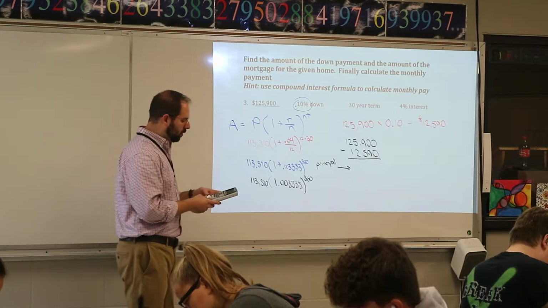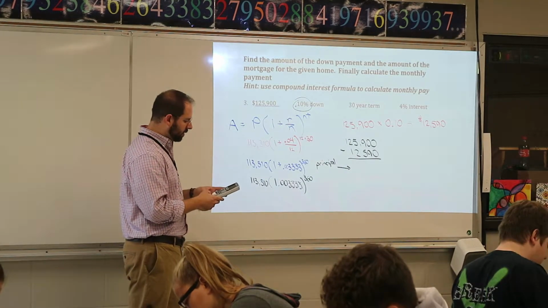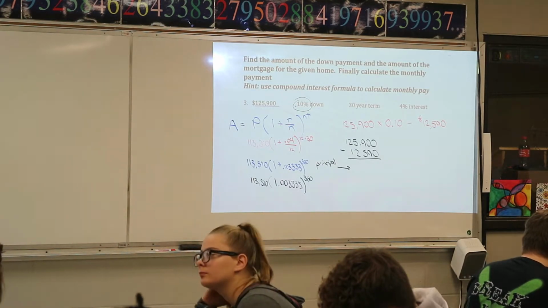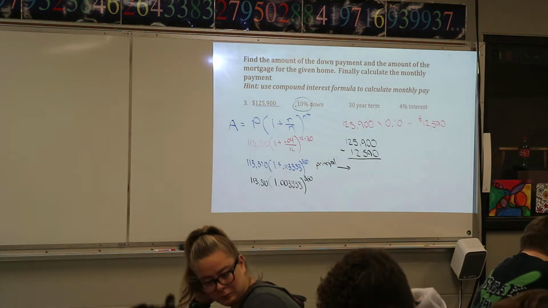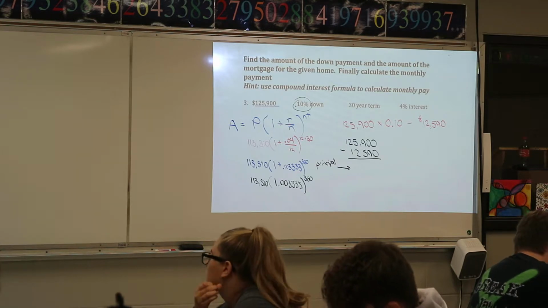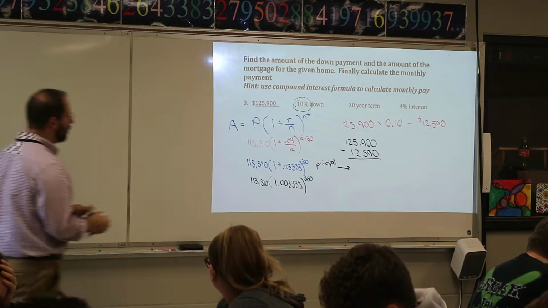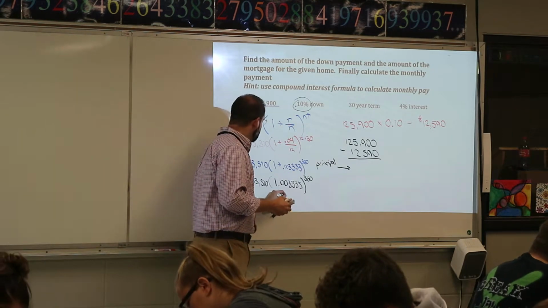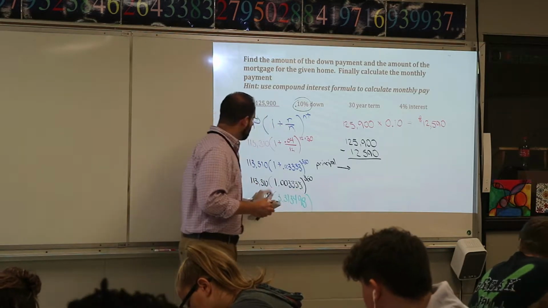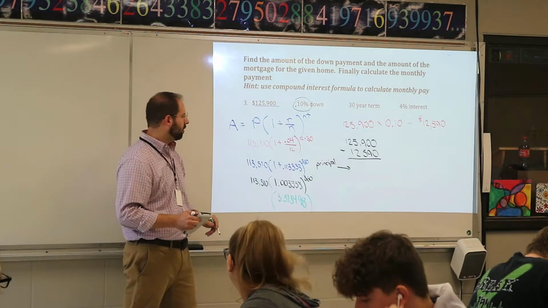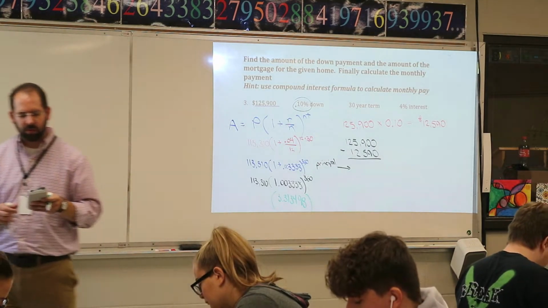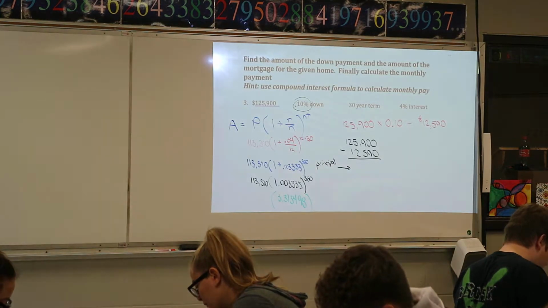So 1.003333 to the 360th power. How do you put something to a power, by the way? It's this little caret key. So I would type in 1.003333, hit the little caret symbol, type in 360 and hit enter, and that gives me this next number I'm about to show you, which is 3.31349. That's 1.0033333 to the 360th power.